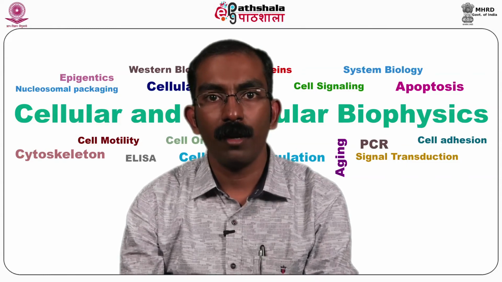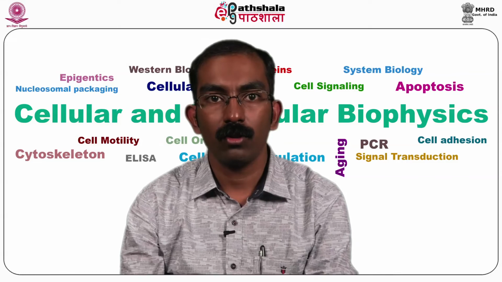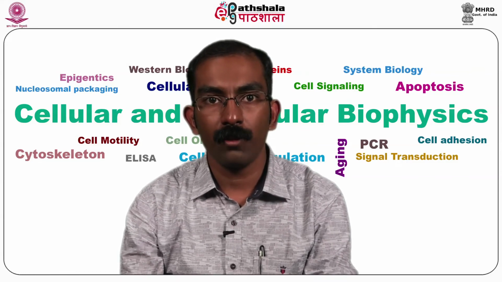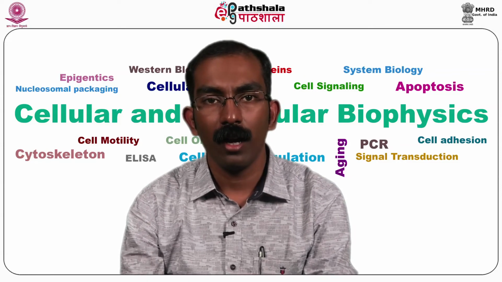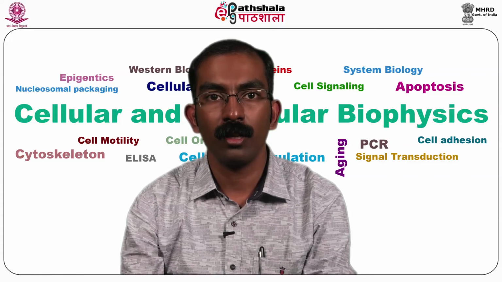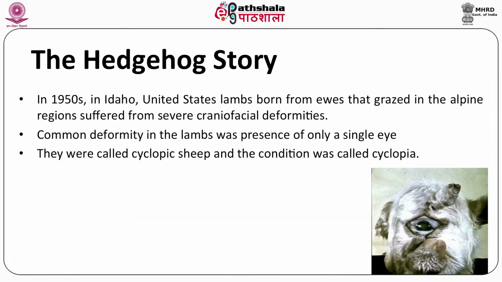Though various cellular pathways like the Wnt beta-catenin pathway and Notch pathway are involved in cellular differentiation, I'll restrict this discussion to the Hedgehog pathway. In the 1950s, farmers in Idaho, United States, observed that lambs born from ewes that grazed in the alpine region suffered from severe craniofacial deformities.